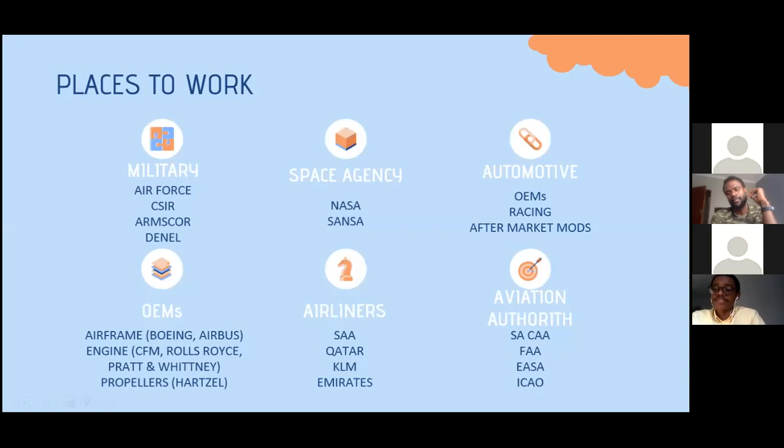Then you have aviation authorities. These are your SACAA, the South African Civil Aviation Authority. These are the guys that will look at your aircraft and tell you, no, it's not airworthy, it's not going up. They issue regulations on where to fly, how low you must fly, and all these other things.